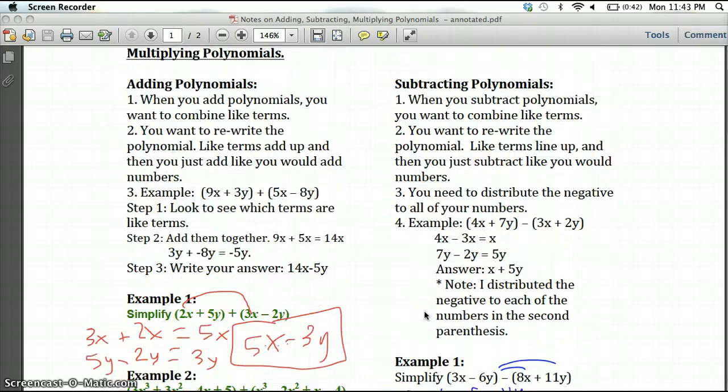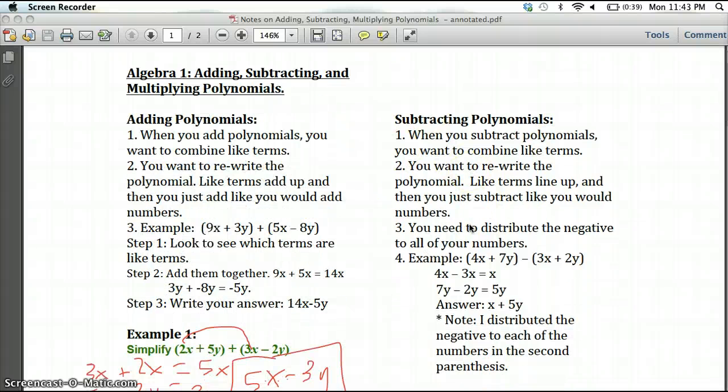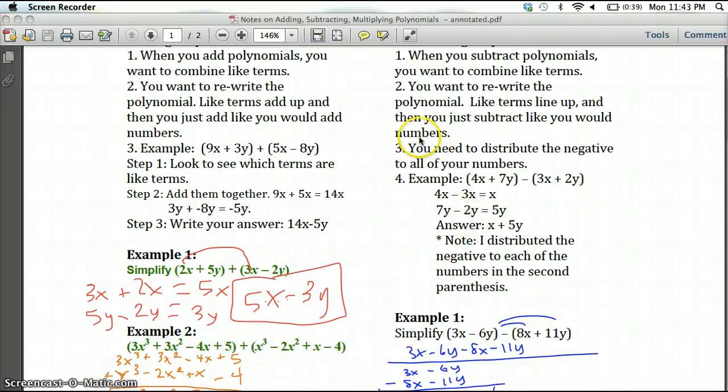Now we're going to go up to subtracting polynomials, and it's the same exact way as we added polynomials. The only difference is that we actually need to distribute this negative here to both our 3x and our 2y. So here I've got 4x minus 3x equals x, and then I've got 7y minus 2y because I distributed that negative. So 7y minus 2y is 5y, and then my answer is x plus 5y.